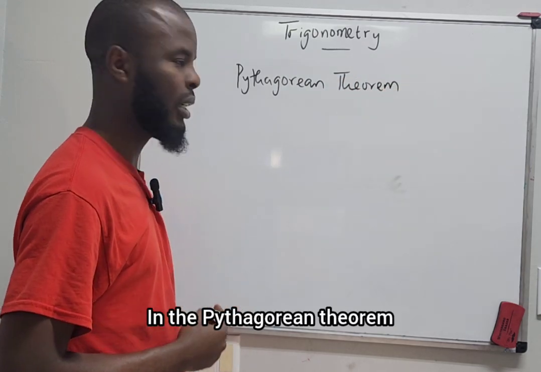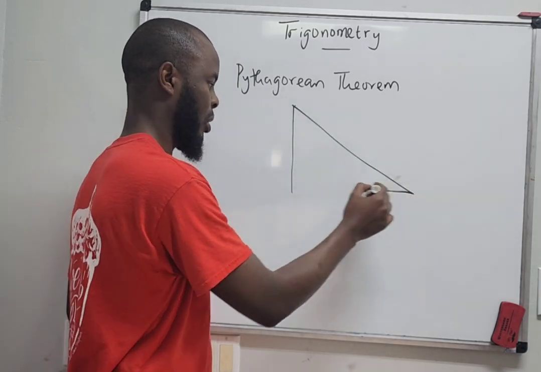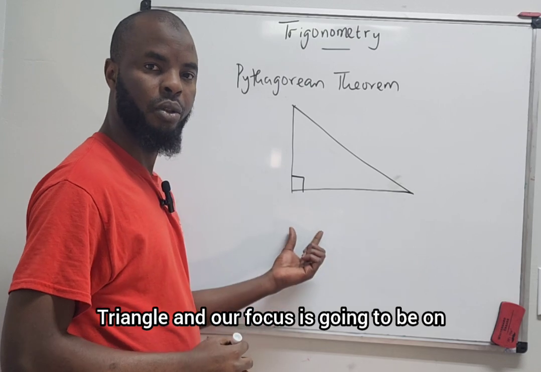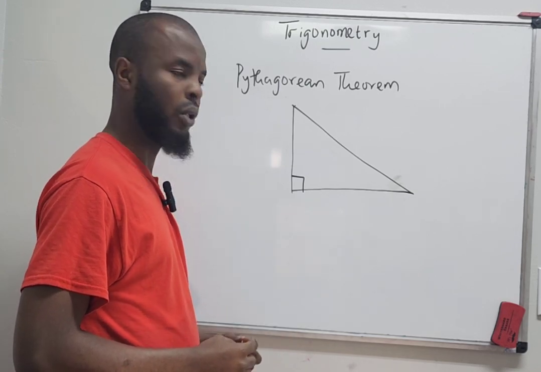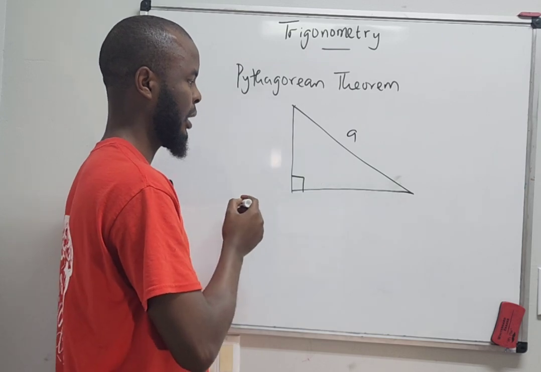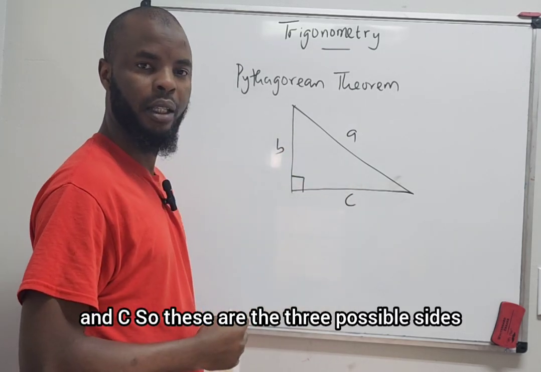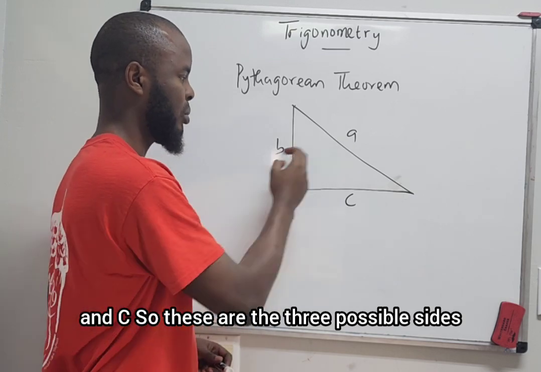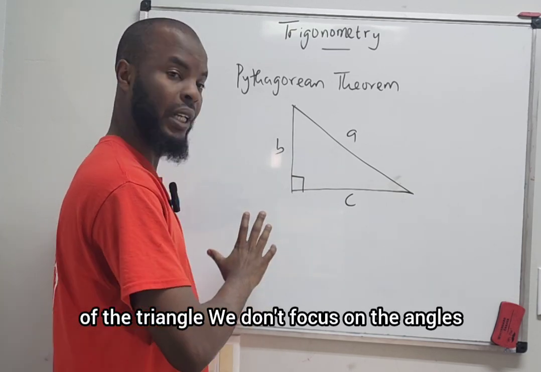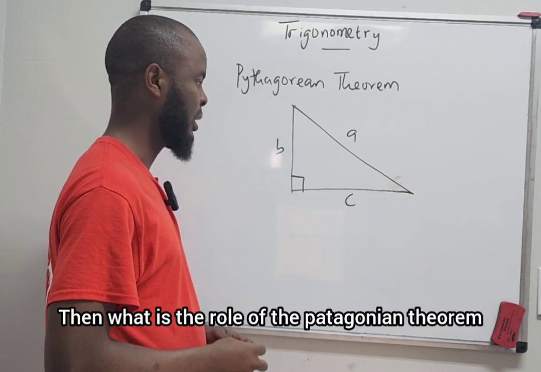In the Pythagorean theorem, we are interested in the sides of the triangle, and our focus is going to be on the right angle triangle. Okay, so we can have the sides to be A, B, and C. So these are the 3 possible sides of the triangle. We don't focus on the angles, we only focus on the sides.